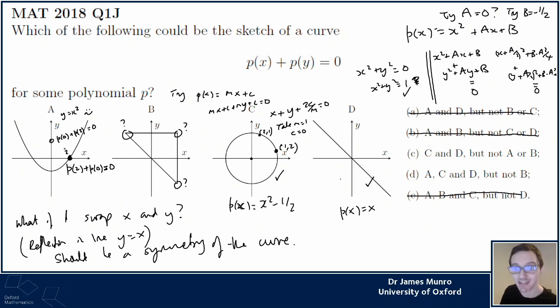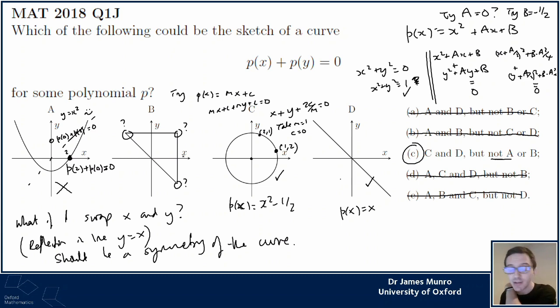This picture doesn't have symmetry, reflection in the line y equals x. So this cannot be the sketch of this curve for any polynomial p. So not A, and not this option, because that includes A. So that leads me to C as my answer. C and D can be done, but not A or B. I was suspicious about B because of the sharp corners.